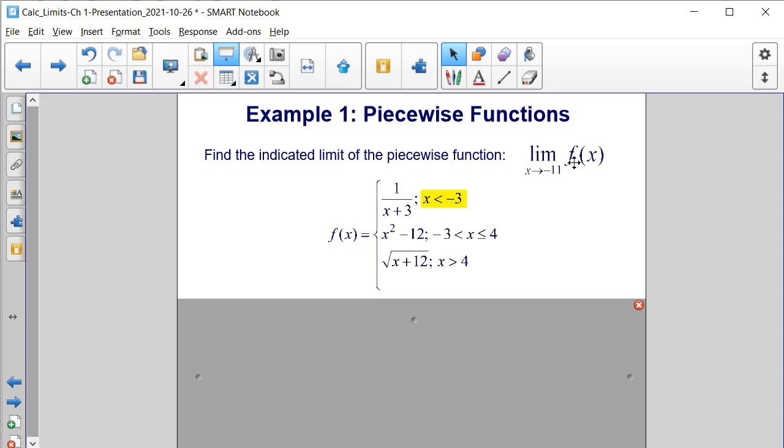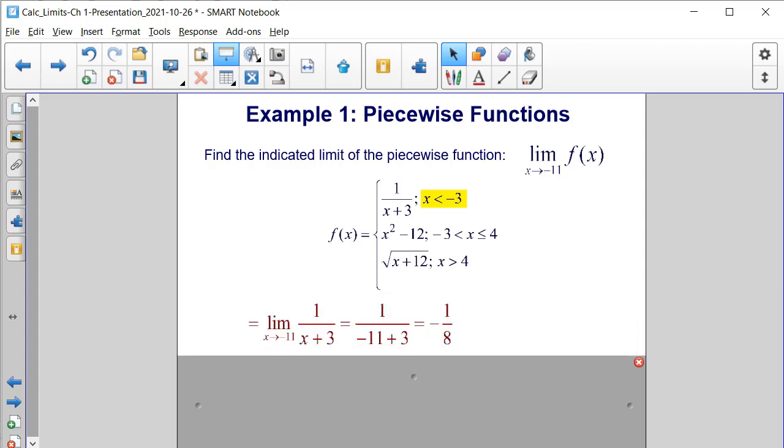Notice we have the limit of f of x as x approaches -11. Well, -11 is less than -3, so we're going to use our first piece of our piecewise function, and we can directly substitute -11 in for x. And when we do that, we get 1 over -11 plus 3, which equals -1/8.